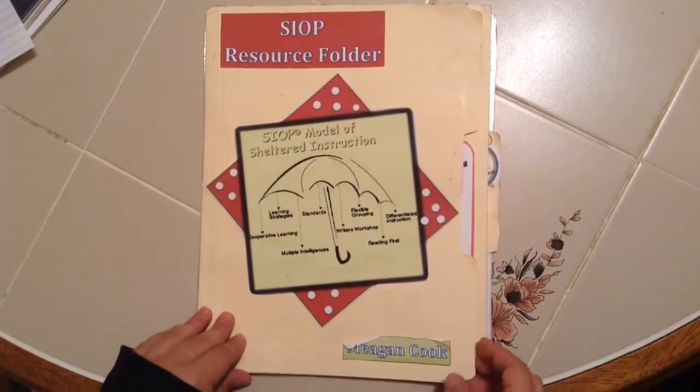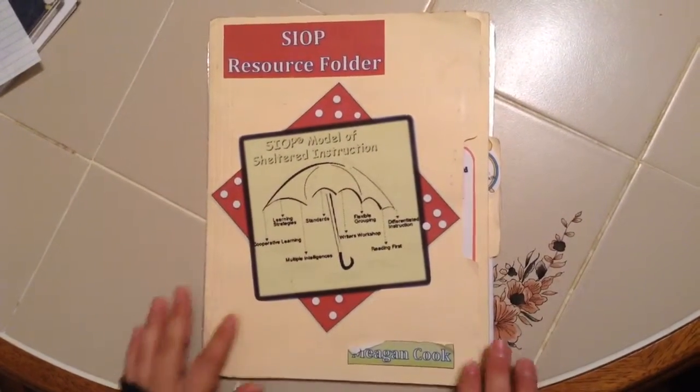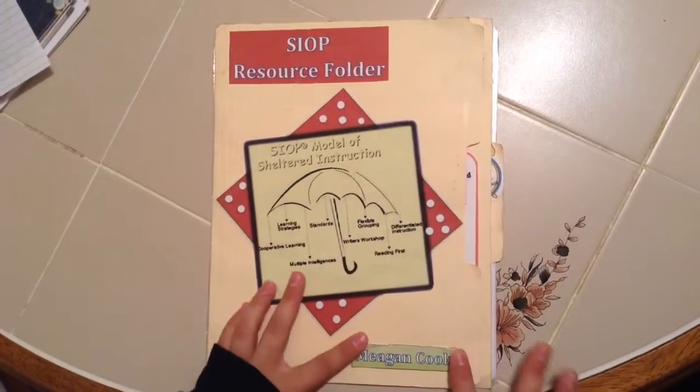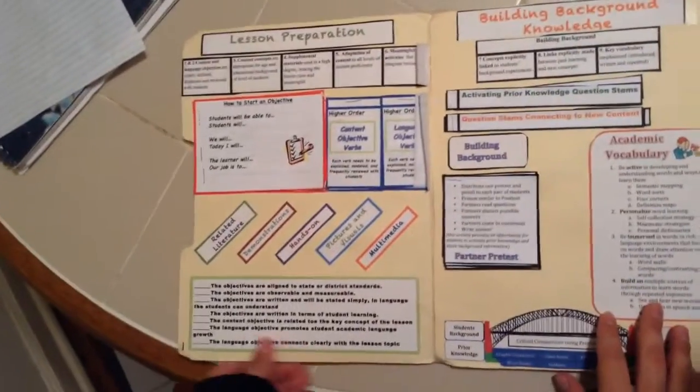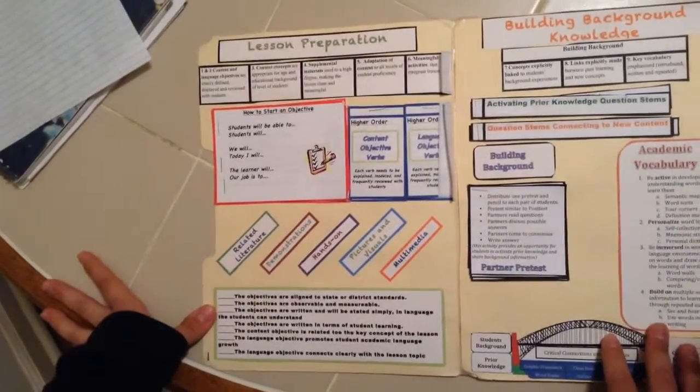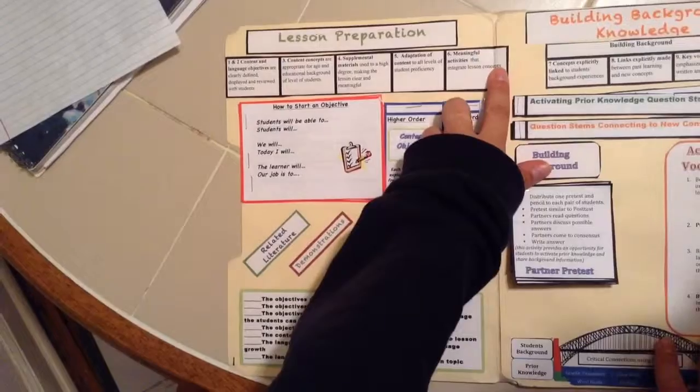Okay, so here's my SIOP resource folder. Here you can see the cover and my name. The first part of our SIOP resource folder is lesson preparation. Here we have 6 indicators.